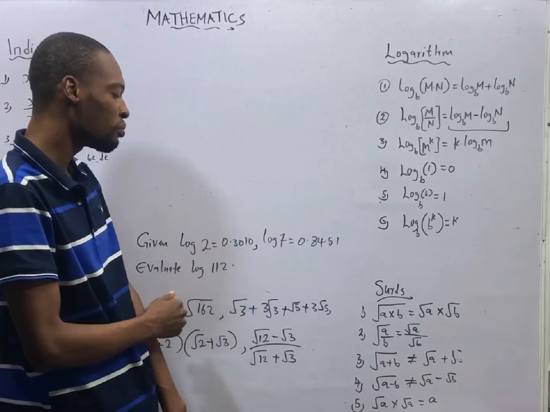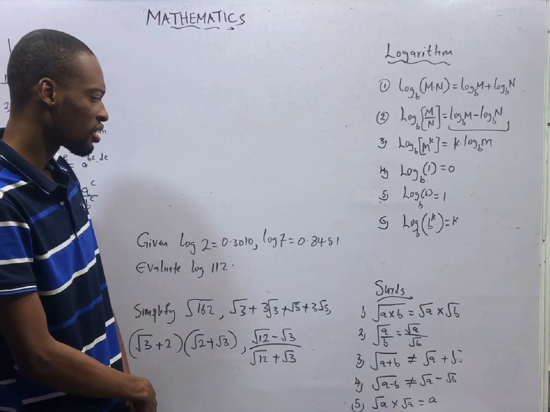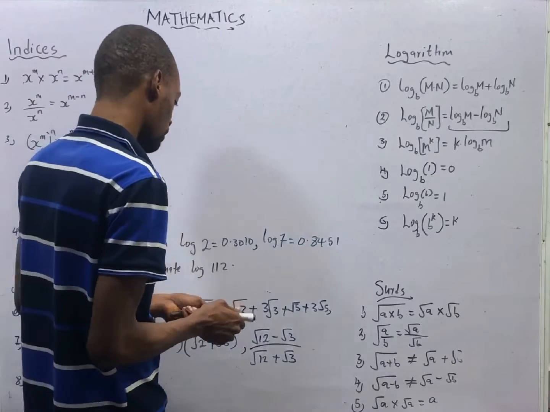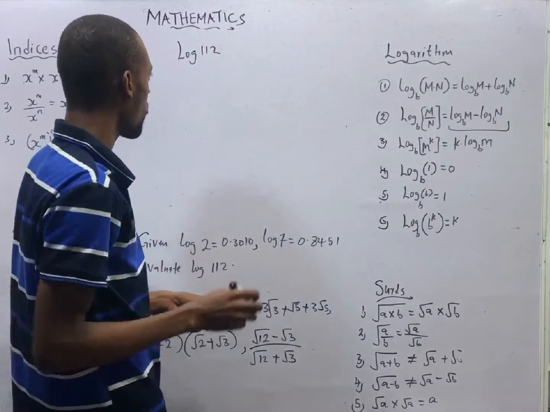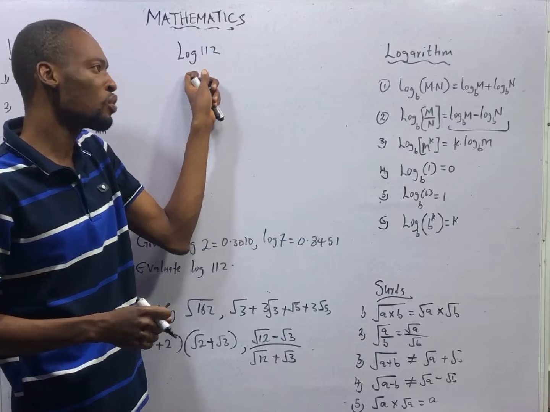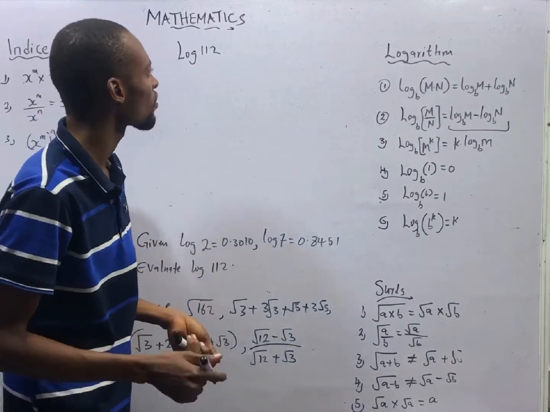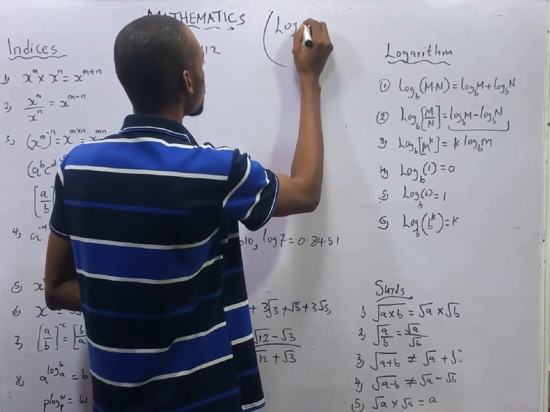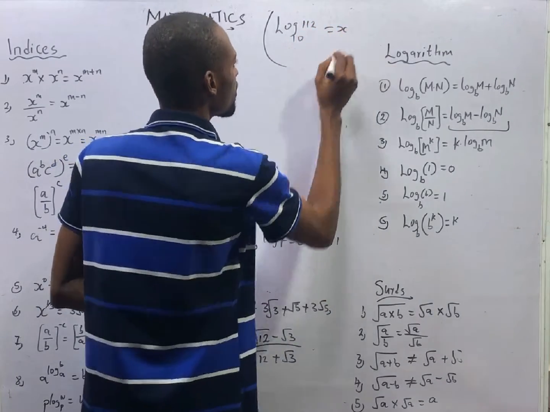Given log 2 to be 0.3010, log 7 to be 0.8451, evaluate log 112. Since there is no base, this is the same thing as log 112 with base 10. That is what they are trying to tell us. Now, this is the same thing as log 10 112. Fine, the answer is equal to s.